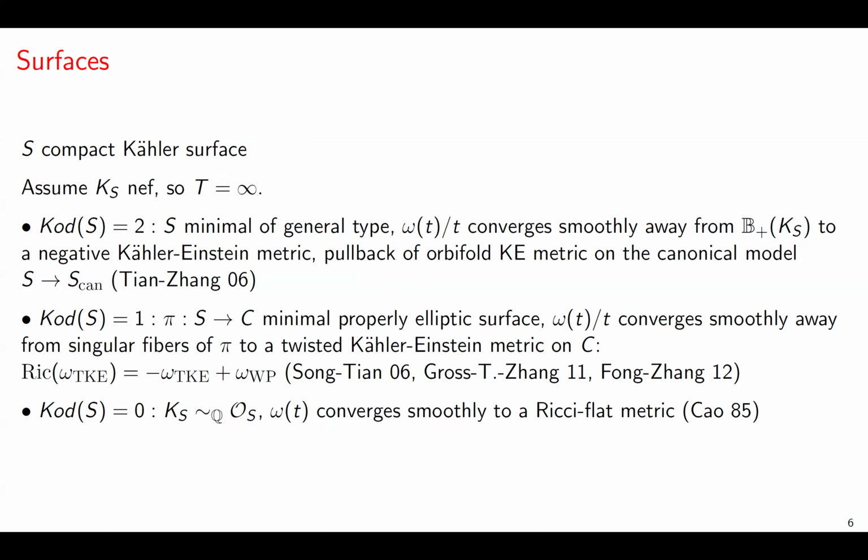And this twisted Kähler-Einstein metric lives on the base, minus finitely many points, the image of the singular fibers. And this was proved by Song and Tian with a weak convergence, and the smooth convergence was improved by work of myself, Mark Gross, and Yuguang Zhang, and later Feng and Zhou Zhang. There will be 3 Zhangs in this talk, so I apologize for the confusion.